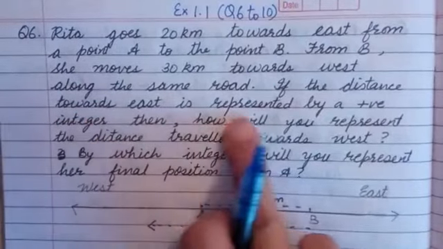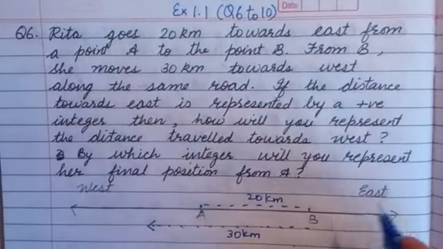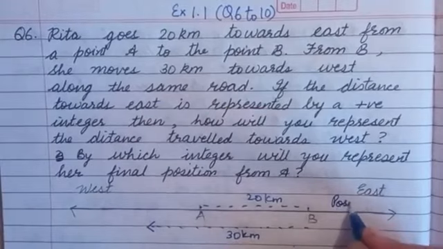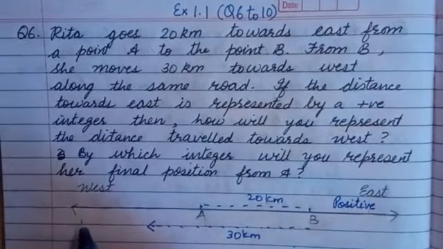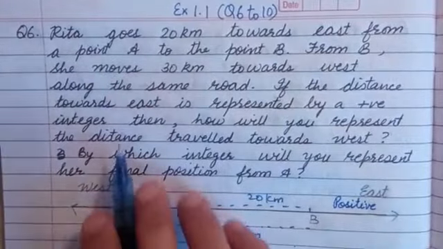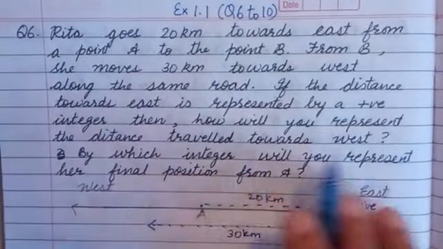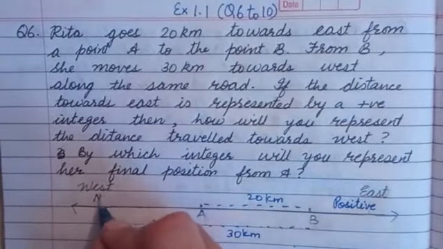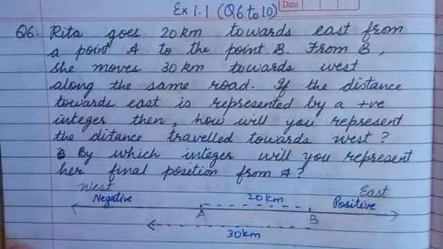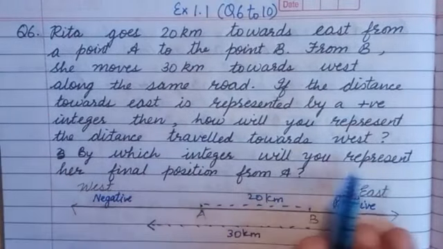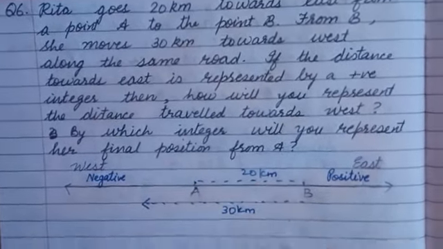If the distance towards east is represented by a positive integer, east we are representing with positive integer, and west, we are asking how will you represent the distance traveled towards west. West we will do by negative. If east is positive, opposite will be negative, west direction negative. By which integer will you represent her final position from A?